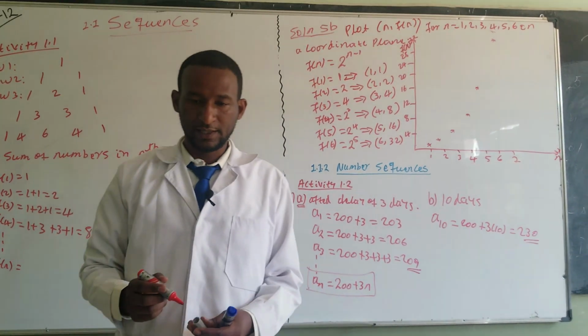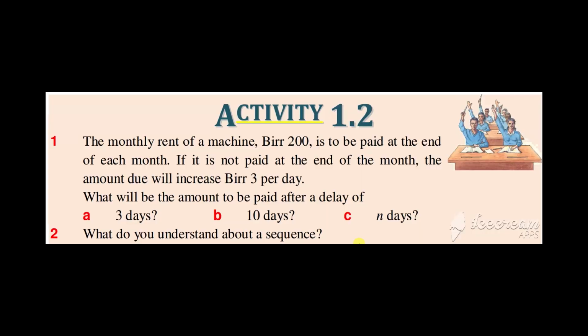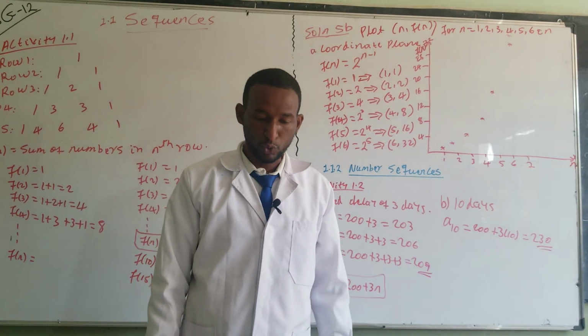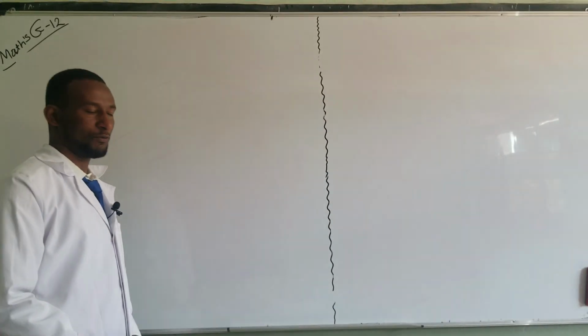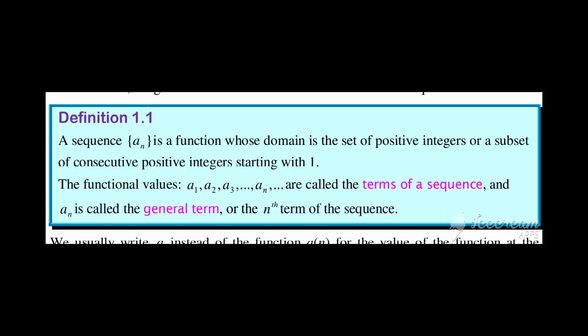Then question number 2 says: what do you understand about a sequence? A sequence is a list of numbers that follows a given rule. Let us see the definition of a sequence. Definition 1.1 from your text says: a sequence a_n is a function whose domain is a set of positive integers or a subset of consecutive positive integers starting with 1. We have to understand this concept.